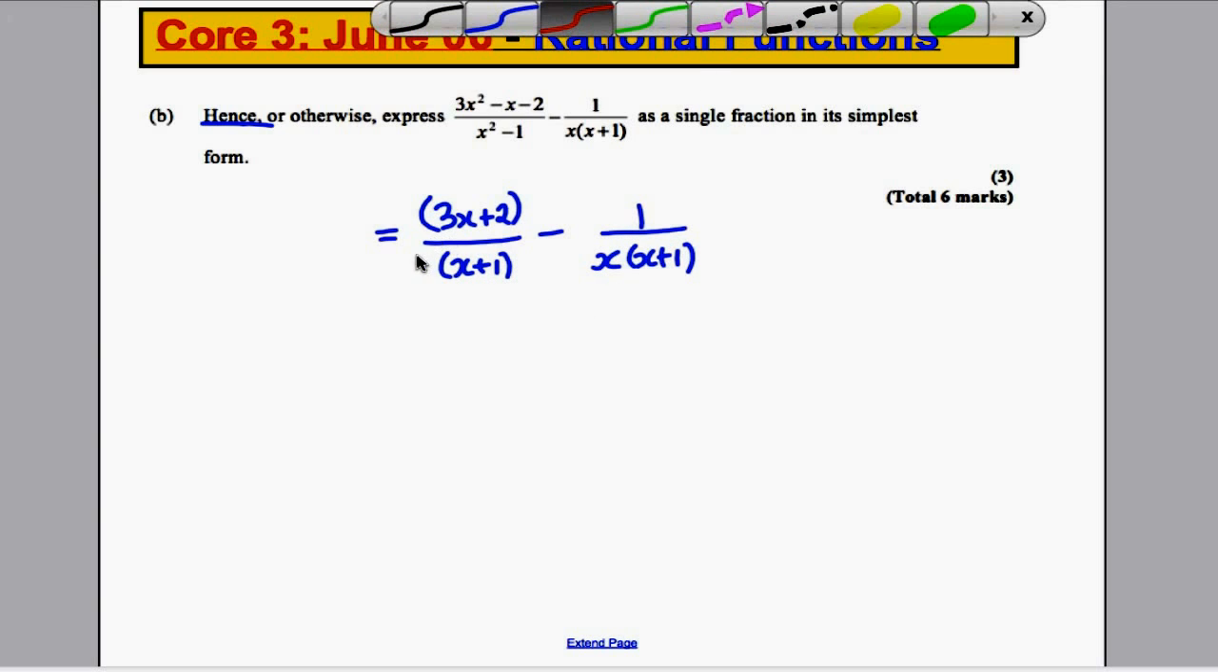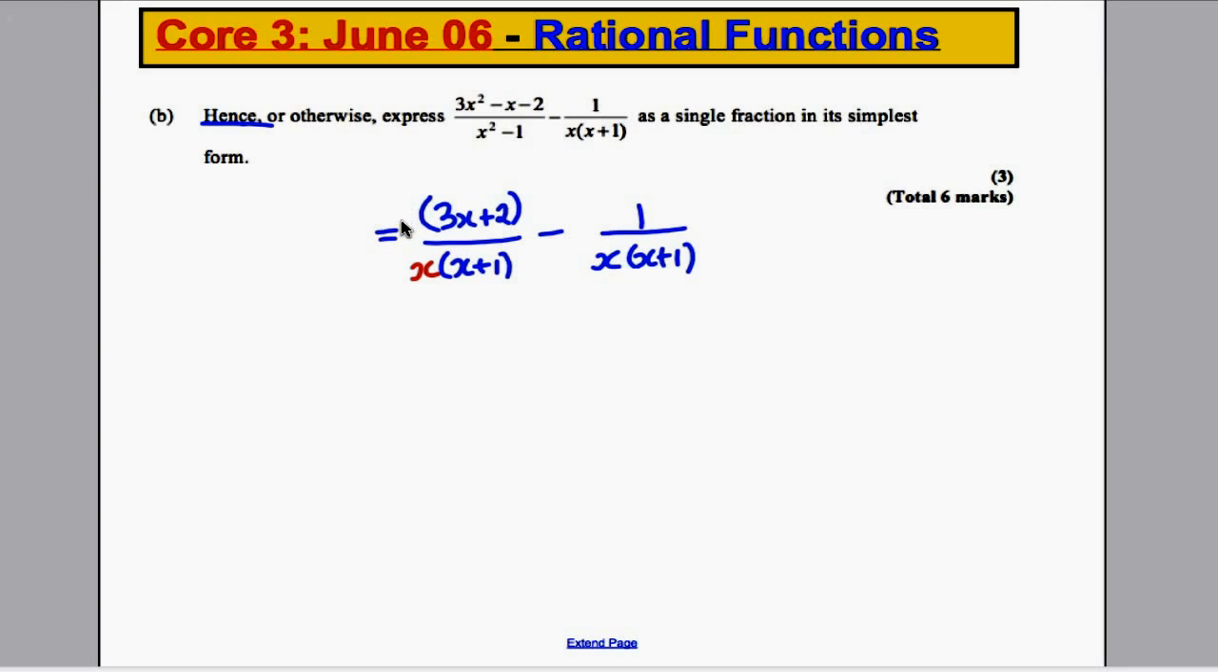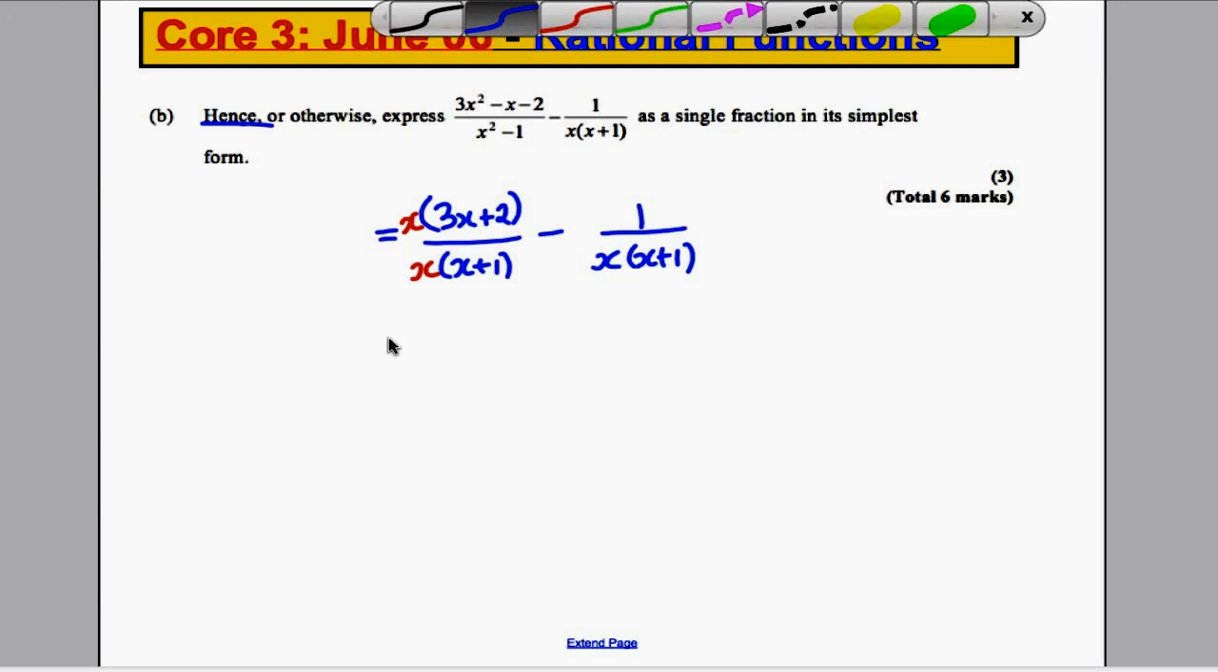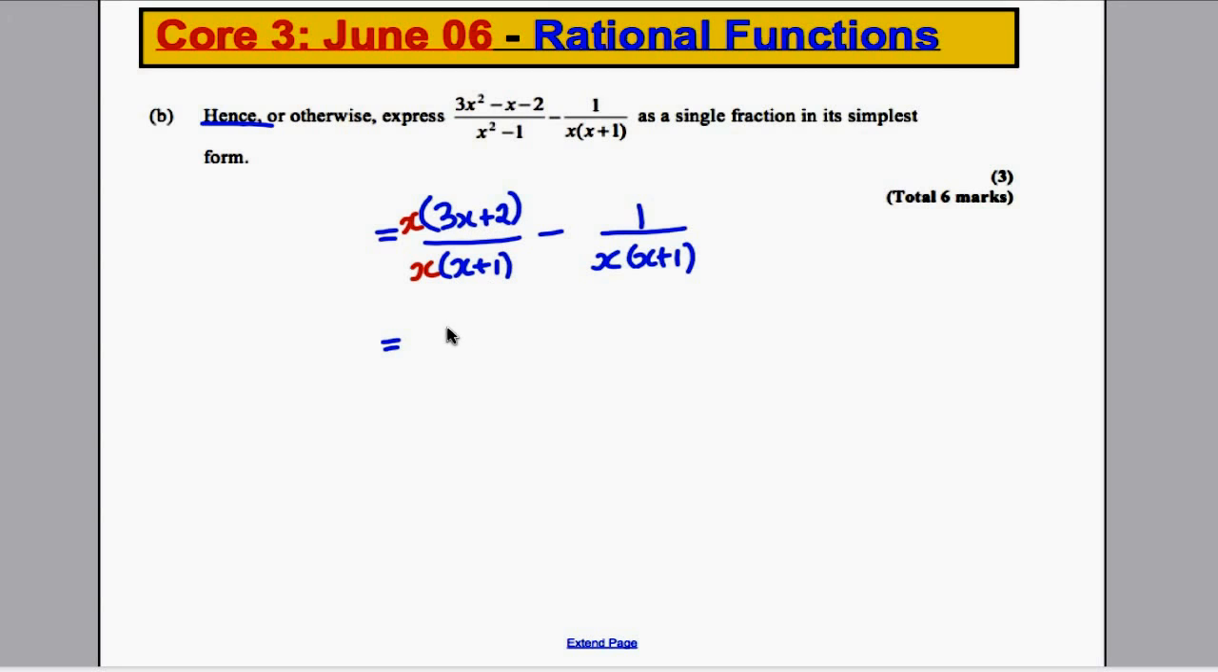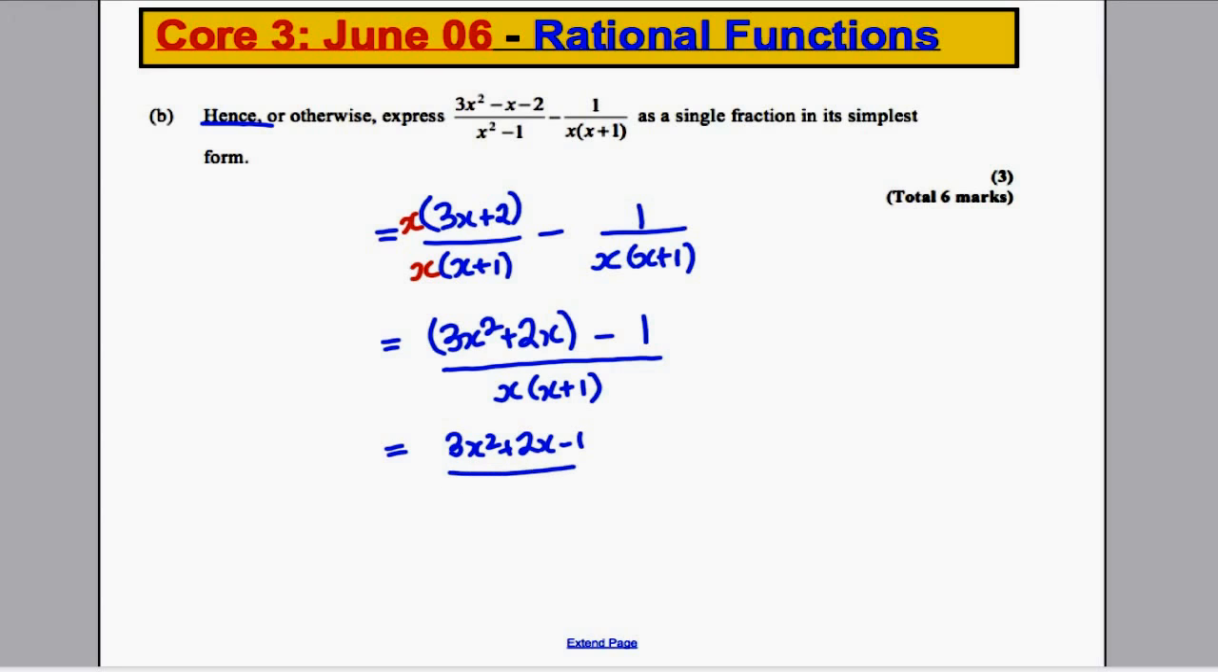The first fraction needs multiplying top and bottom by x. Okay, so it's got the same denominator. And therefore on this side here we'd get 3x squared plus 2x. Then we can go ahead and subtract them because they've got the same denominators. Subtract 1, all divided by x plus 1. And I can just take away the brackets. That's 3x squared plus 2x subtract 1 all over x plus 1.